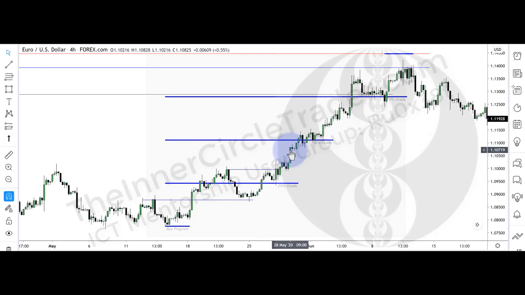Now, notice what's occurring here, folks. This is one of those aha moments. So this imbalance here, does it need to be rebalanced? In other words, does it need to see price come back down here? No. And here's why. Here's where algorithmic theory comes in.